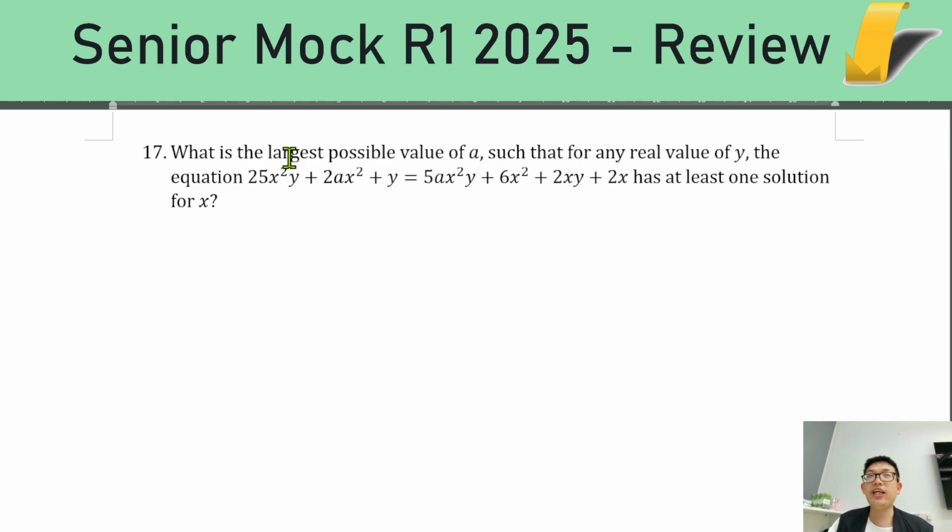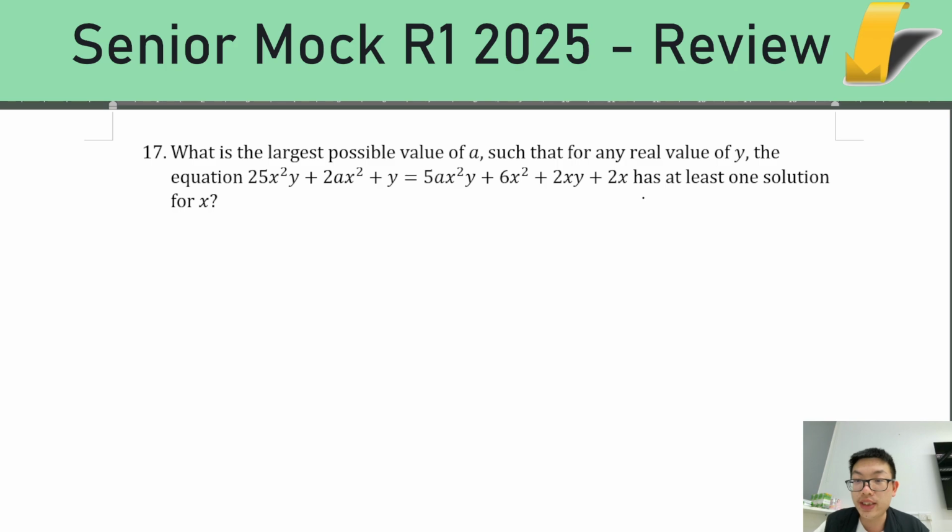Because if you're thinking that I have 3 layers to do as a solver, that means the person setting it has 4 layers. Because I had to think of what are the coefficients I can put in so that I can ask you what is the largest possible value of A, such that for any value of Y, there's at least one solution for X. What a mouthful that is. Anyway, if you are trying to solve this, I mentioned about layers, right? So take it layer by layer and you will actually be okay.